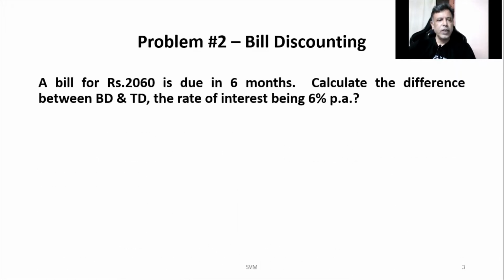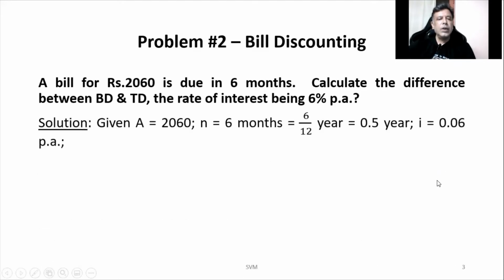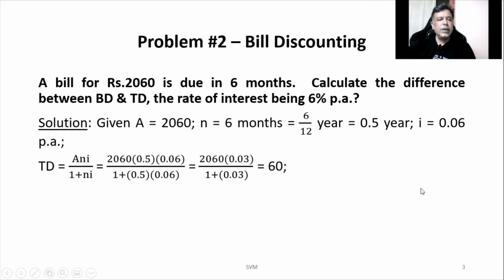Problem number 2. A bill for rupees 2060 is due in 6 months. Calculate the difference between banker's discount and true discount, the rate of interest being 6% per annum. What are all given? Bill amount is given as 2060 and the period is given as 6 months. 6 months can be expressed in terms of year as 0.5 year, and interest rate is given as 0.06 per annum. And we know true discount is A NI divided by 1 plus NI. Substituting the relevant values, we get the true discount as rupees 60.